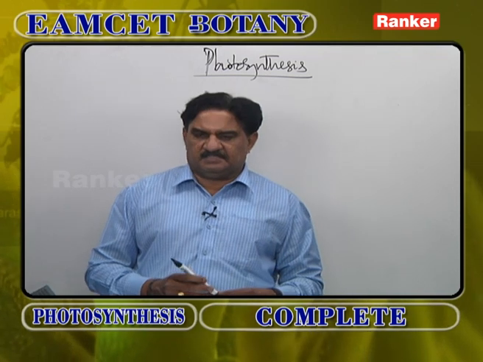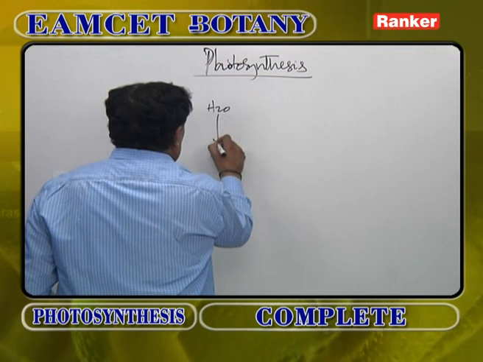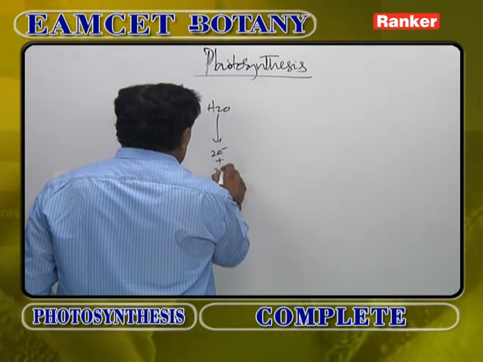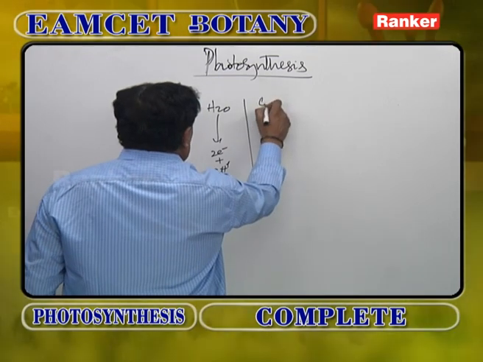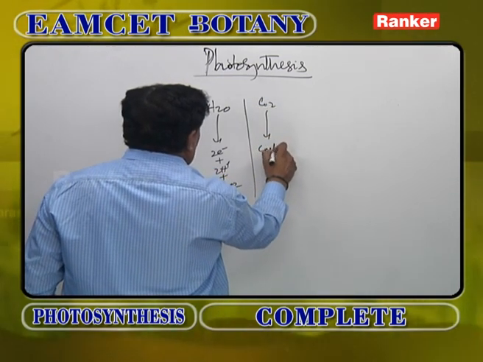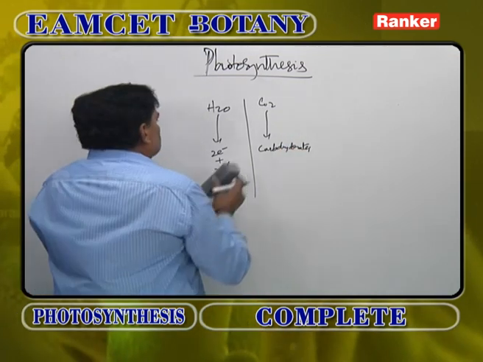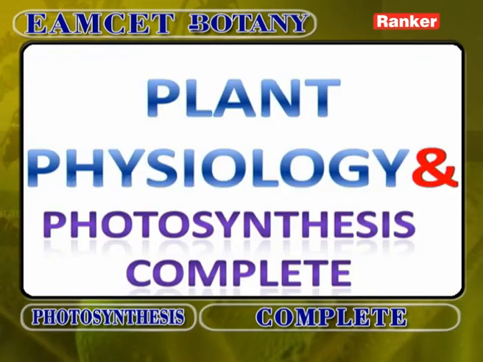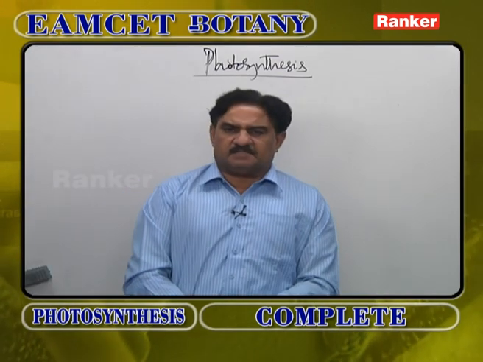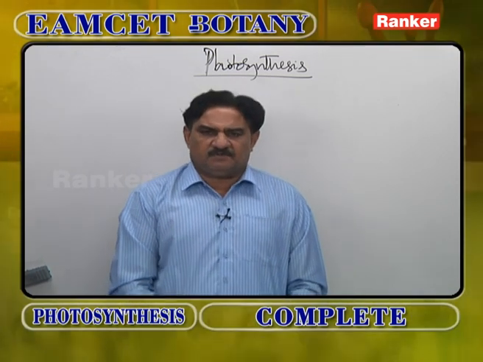It is an oxidation reduction reaction where water molecule gets oxidized to liberate 2 electrons, 2 protons and half O2, whereas carbon dioxide is reduced to the level of carbohydrates. Carbon dioxide comes from the atmosphere, water comes from the soil, and sunlight is the ultimate source of energy. The first step in photosynthesis is excitation of chlorophyll.